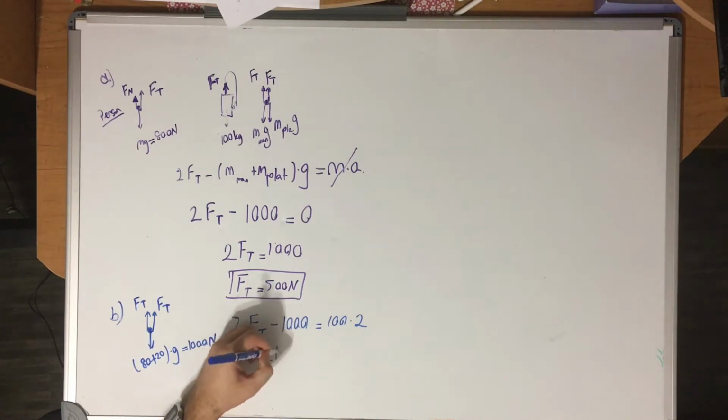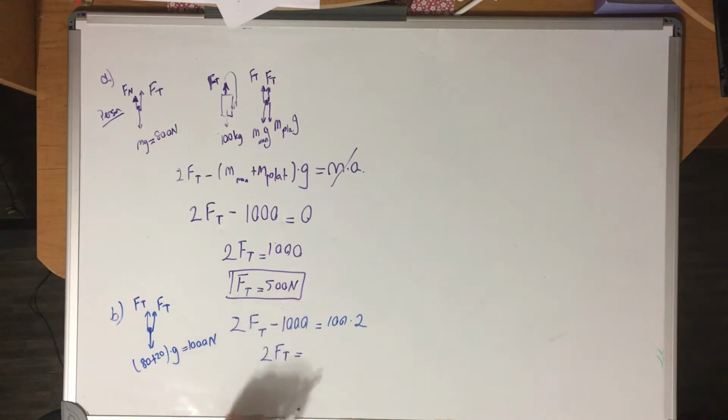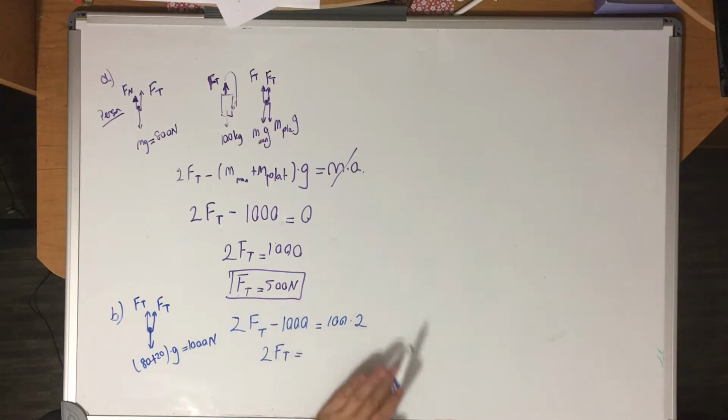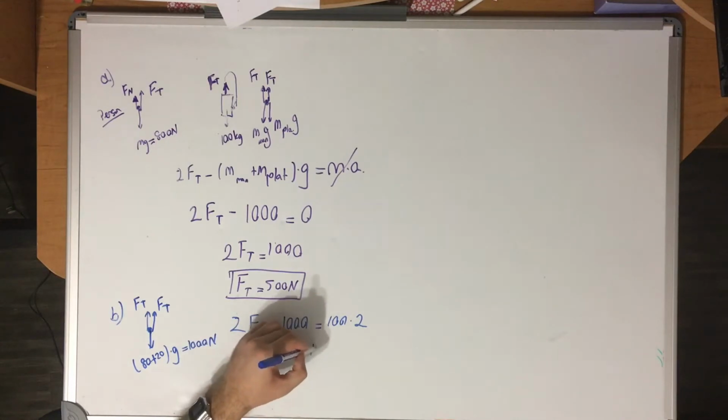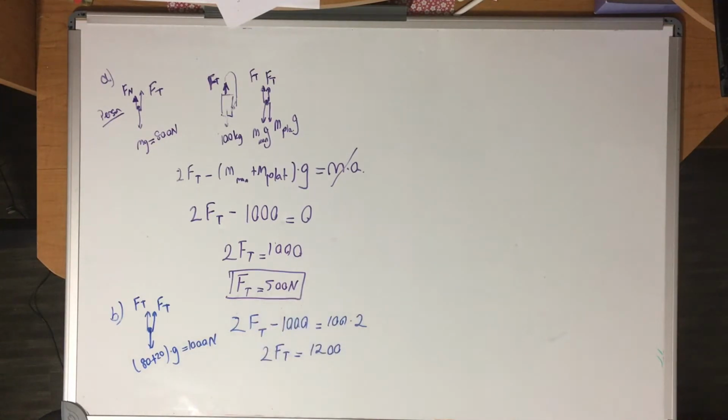Then 2F tension will be equal to 1,000, going to go to the other side, and you're going to have 200 over there, so that's going to be 1,200. So my tension in this case will be equal to 600 newtons.